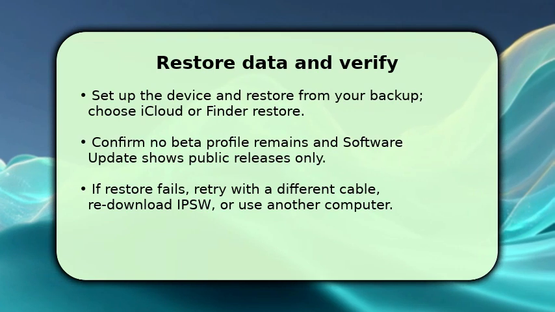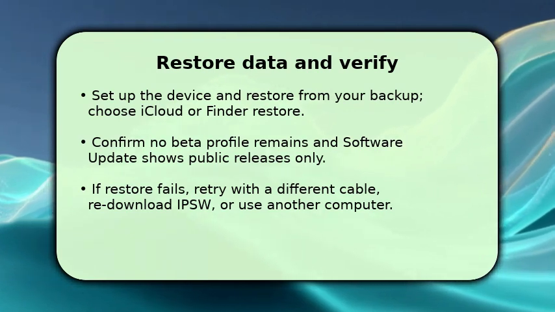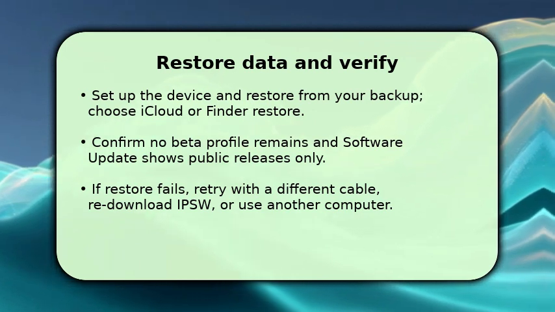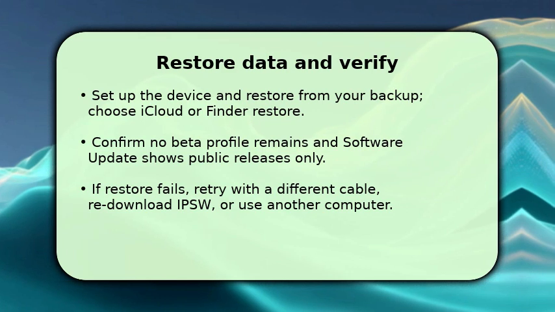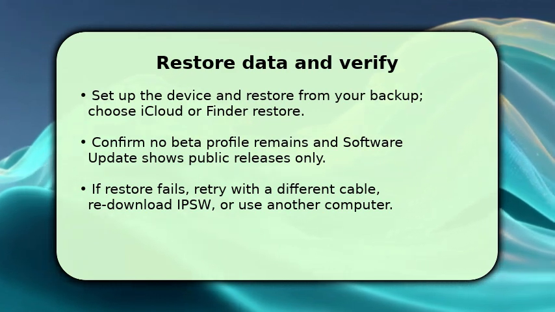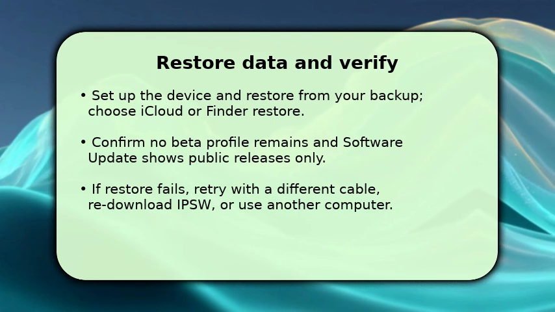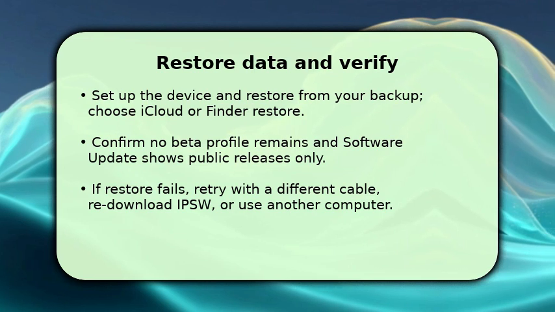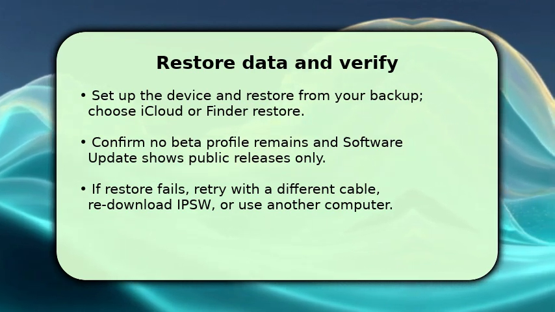After the public iOS installs, you'll set up the device and restore your backup from iCloud or Finder to recover apps and data. Make sure the beta profile is removed by checking Settings > General > VPN and Device Management. If present, delete it and restart. Once back, verify Software Update shows public releases only.